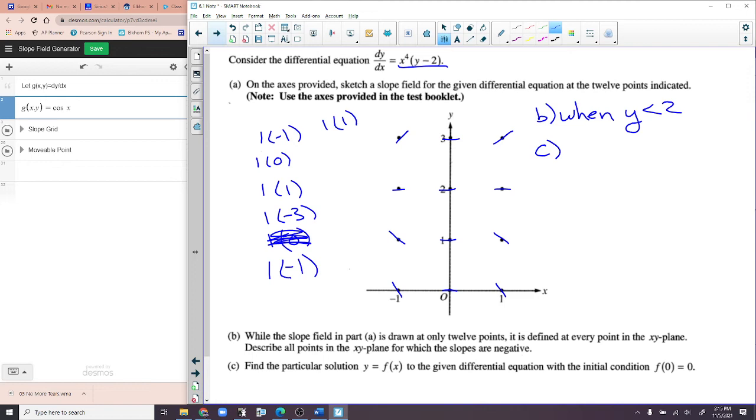It says find the particular solution, y equals f of x to the given differential equation with the initial condition. Find the solution. The solution is not x equals 7. The solution is an equation. It's the original equation. Split the differentials, right? Get y's with y, dy, get x with dx. So we go 1 over y minus 2 dy is equal to x to the 4th dx. You get it done? Yeah. Excellent.